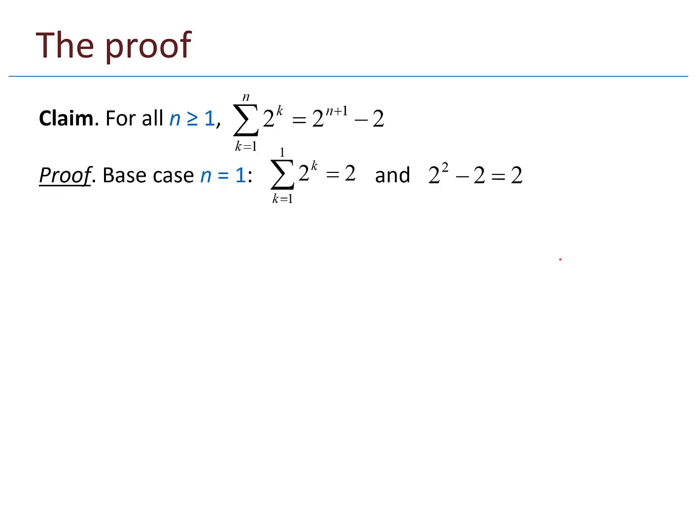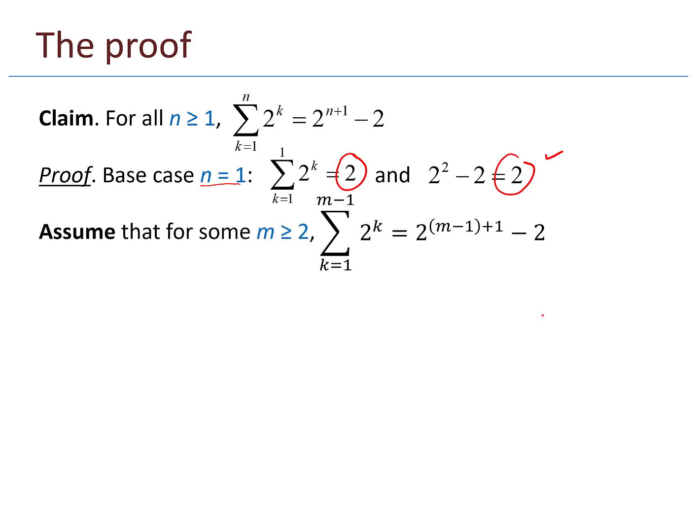Let's prove the base case. We'll just put in n equals 1. Now, the summation when n equals 1 is a very boring summation. It is only one term. But the summation evaluates to 2, and the closed form evaluates to 2. It's the same number, so that's good. That establishes our base case. The claim really is true when n equals 1.